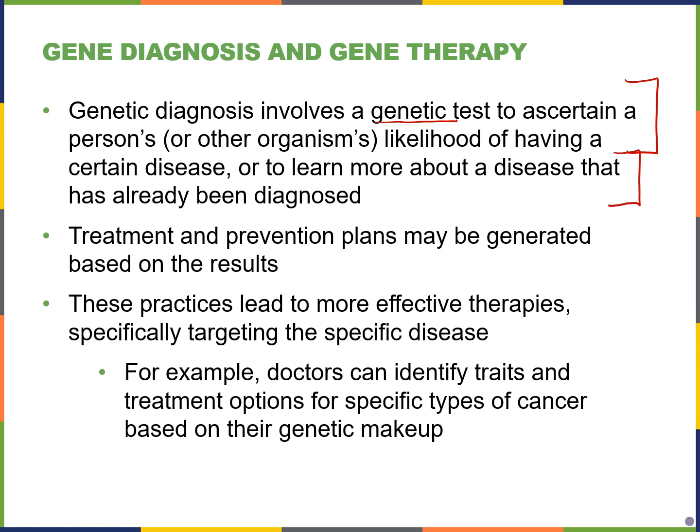As we saw in the previous chapter, talking about cancer, we can base treatment and prevention plans on these results by targeting specific, for example, receptors in the cell that might have mutations. And these have generally led to much more effective therapies that target the specific disease that that patient has. Which specific mutations or changes do they have in their cells that we can treat specifically?